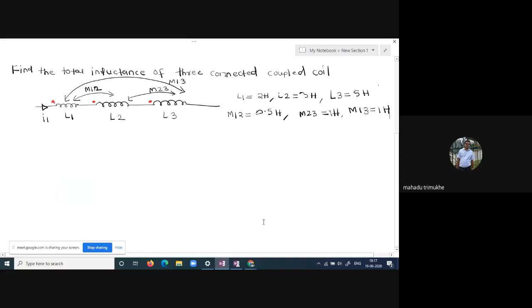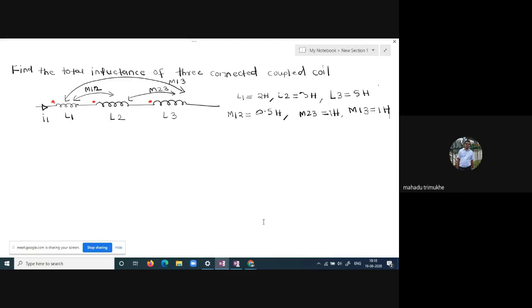So now your aim is to find the total inductance of the three series coils. What are you observing here? Your current I1 is entering each coil at the dotted terminal. So which rule do we have to apply here? If currents are entering at each dotted terminal, we apply dot rule one.